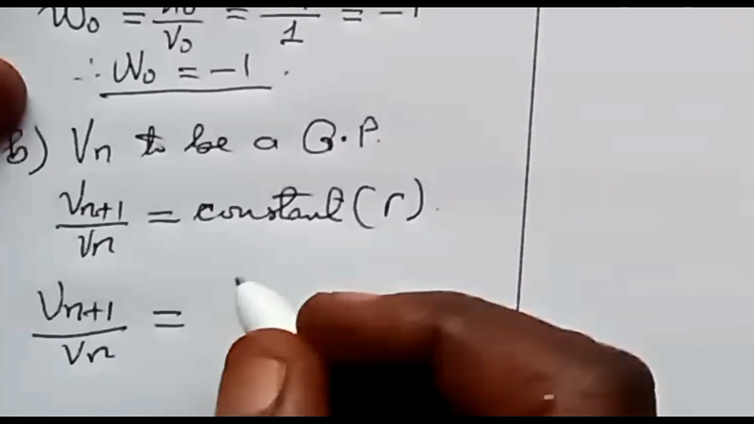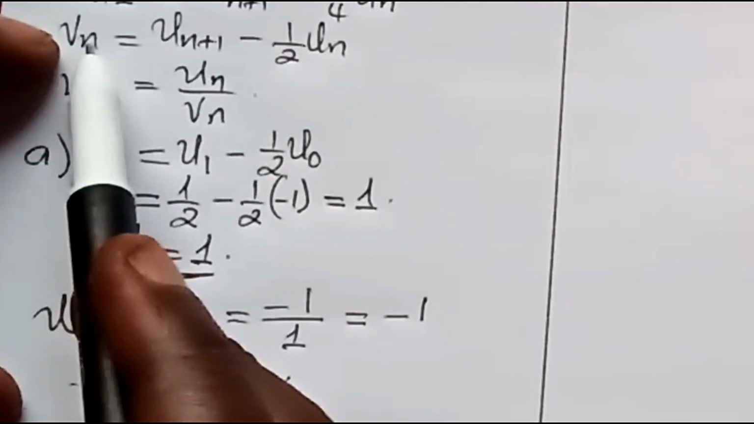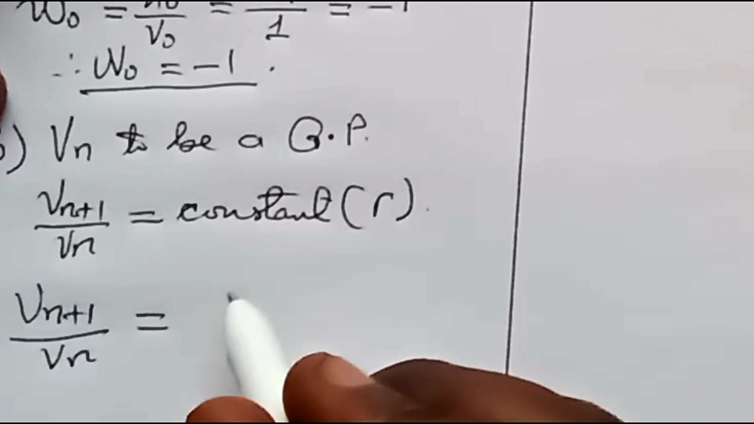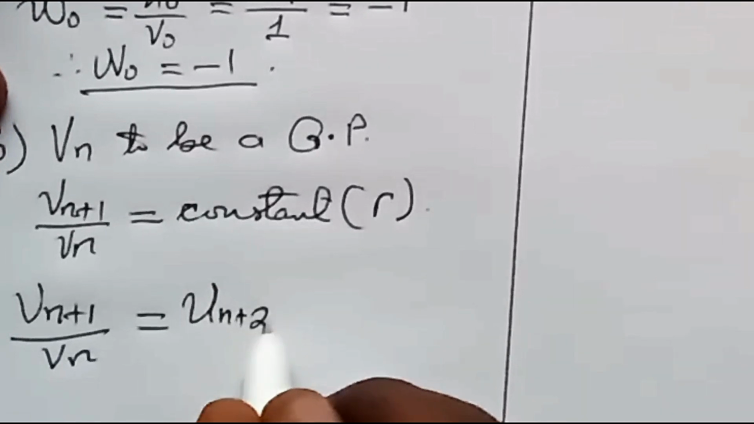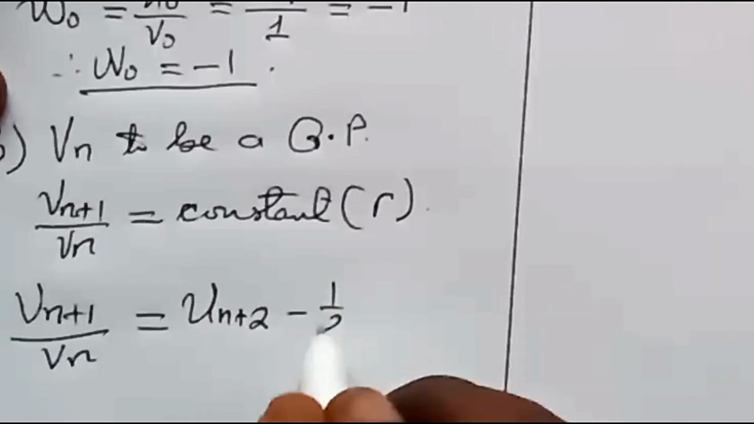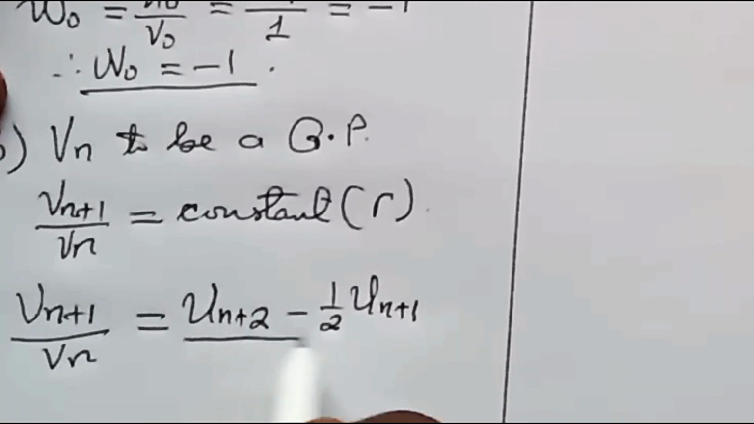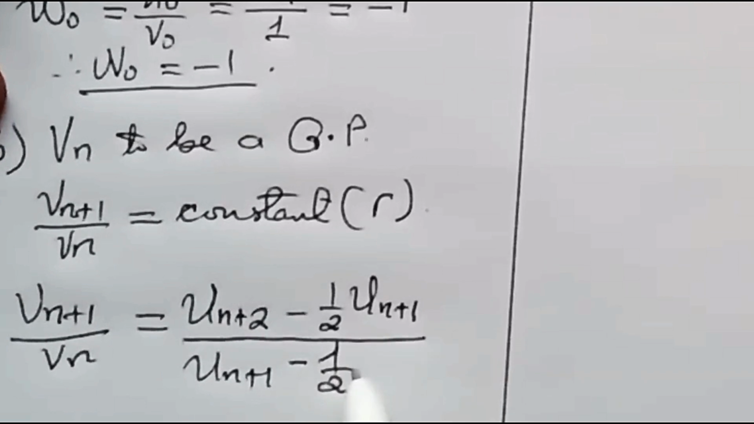Now at the numerator, Vn+1 is obtained by going to the expression for Vn. Again, I'm replacing every n by n plus 1. So Vn+1 should be un+1+1, which gives un+2 minus half un+1, all over Vn, which is given in the equation as un+1 minus half un.